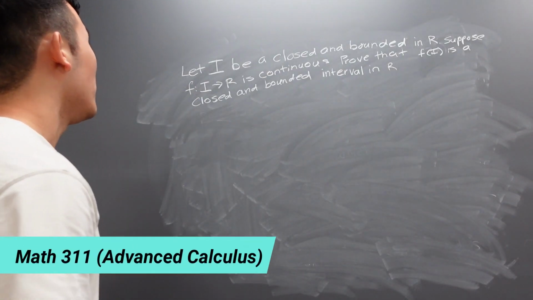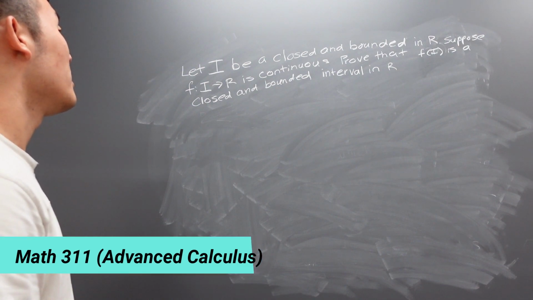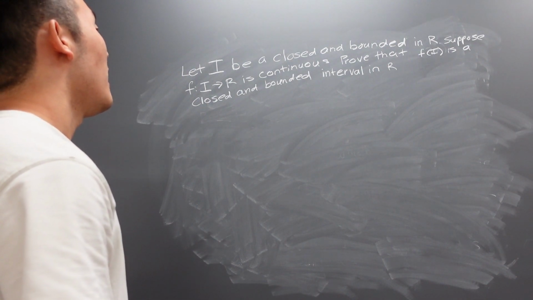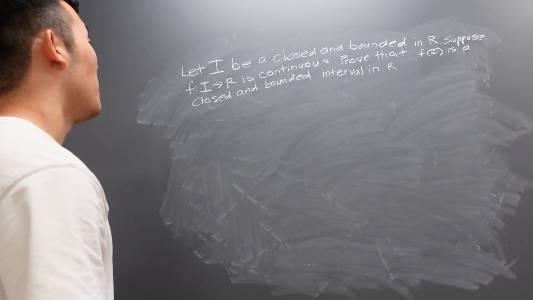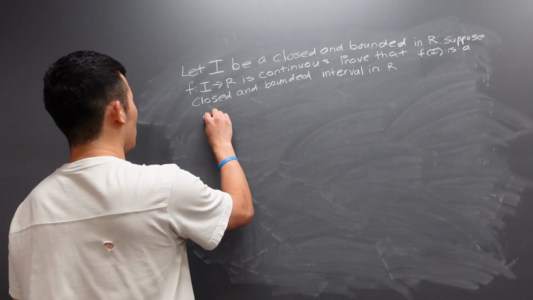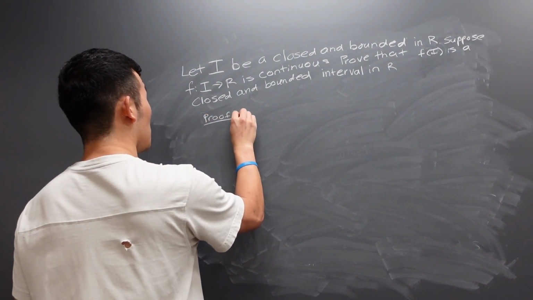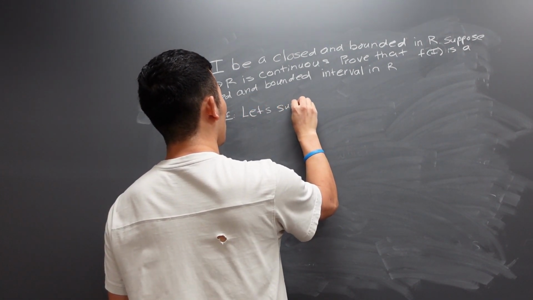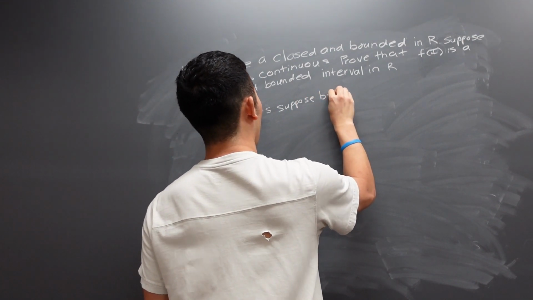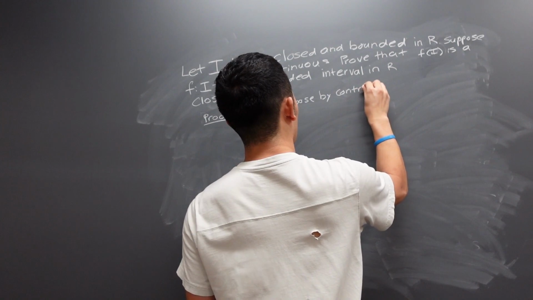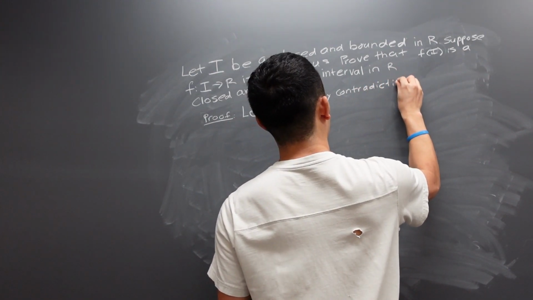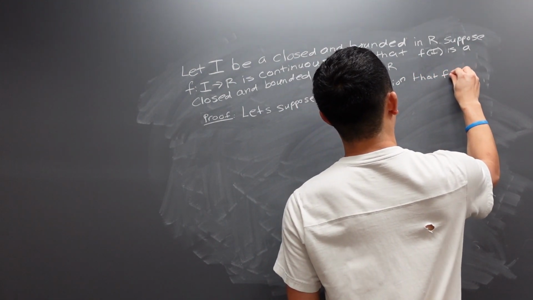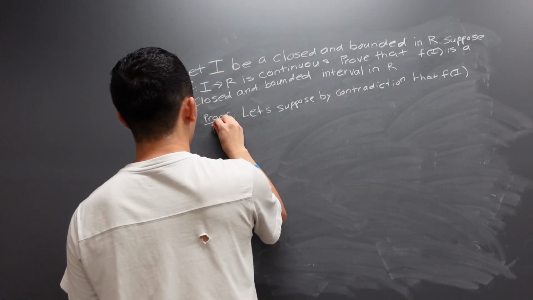So in this next problem here, let I be a closed and bounded interval in R. And let's suppose a function f from I to R is continuous. And we need to prove that f of I is a closed and bounded interval in R. Let me write the proof. Let's suppose by contradiction that f of I is not bounded.